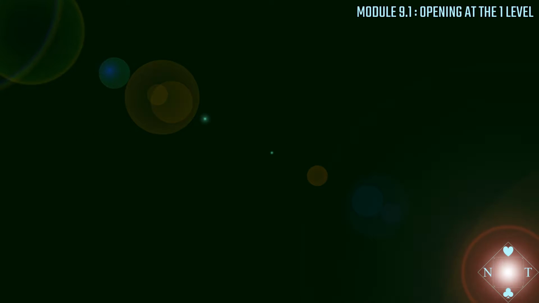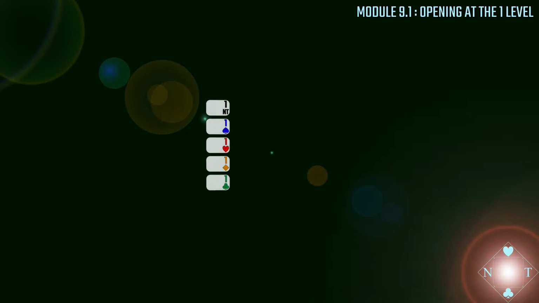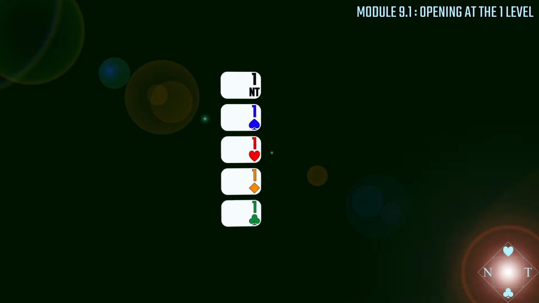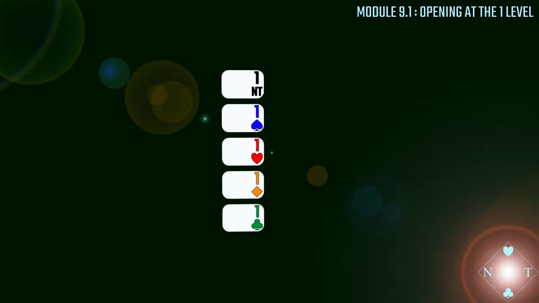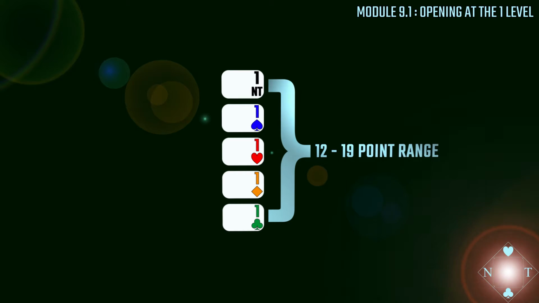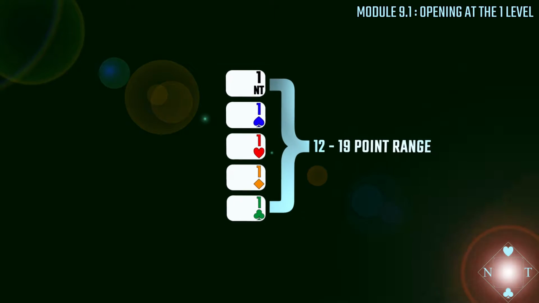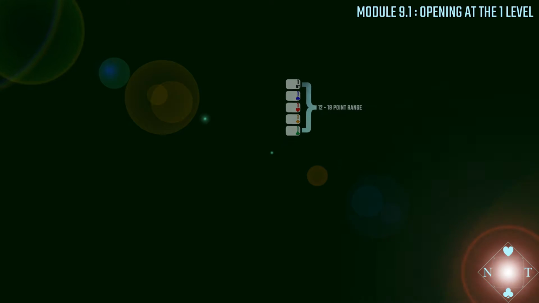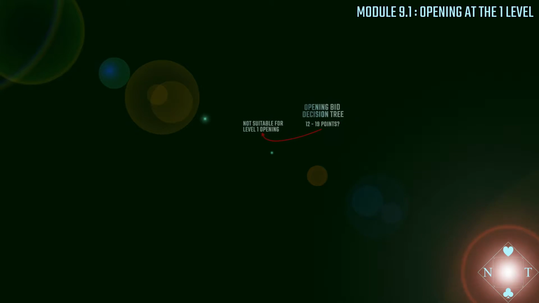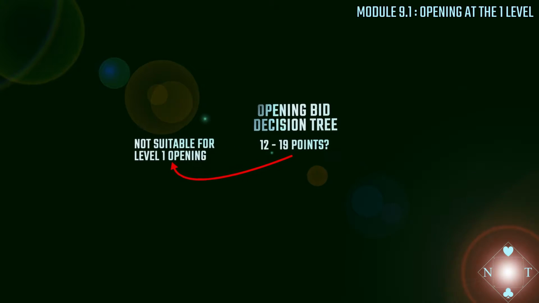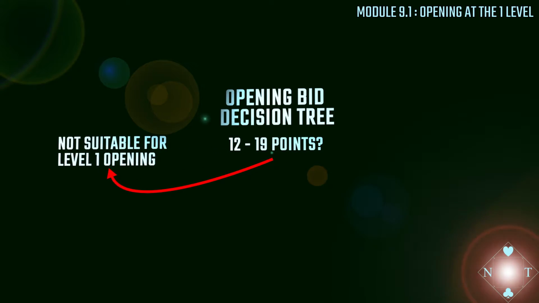When you open the bidding, you make a statement about your hand which you will often, but not always, refine with subsequent bids. In this module, we will start by looking at hands that are strong enough to open the bidding at the 1 level. Typically, those hands are in the 12 to 19 point range. When it's your turn to bid, and you have a hand in that 12 to 19 point range, you can think of the process of choosing the right opening bid as a decision tree with a series of questions leading you to the best choice.